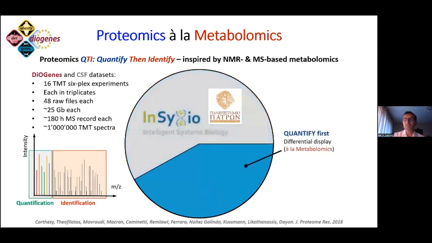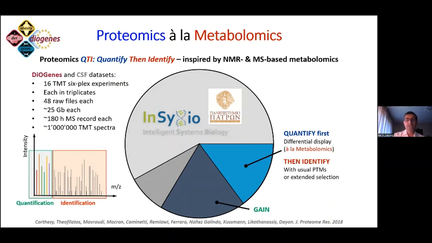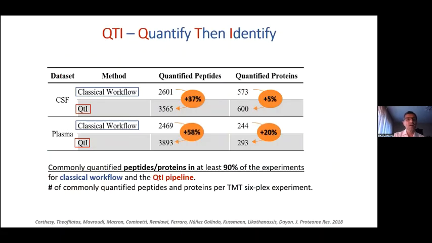So first we quantified all the peptides regardless of what they are, and we did a differential display as you would do in metabolomics, and then we identified these peptides with post-translational modifications. You can clearly see here a graphical illustration that you gain a lot of information because more spectra yield information. And this has been quantified in these large data sets I've been alluding to before.